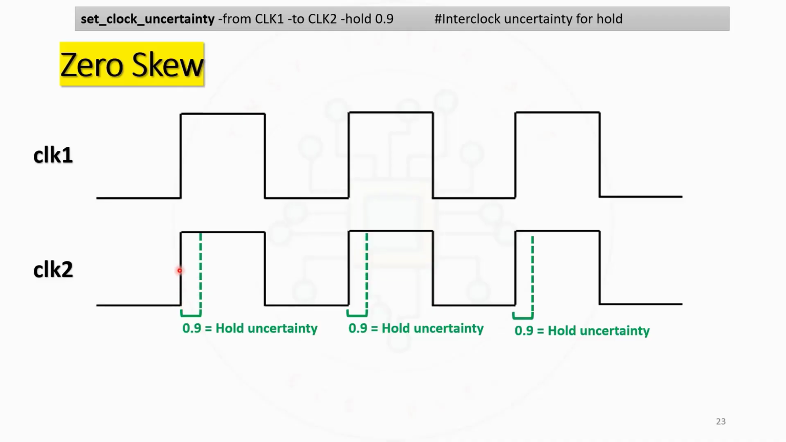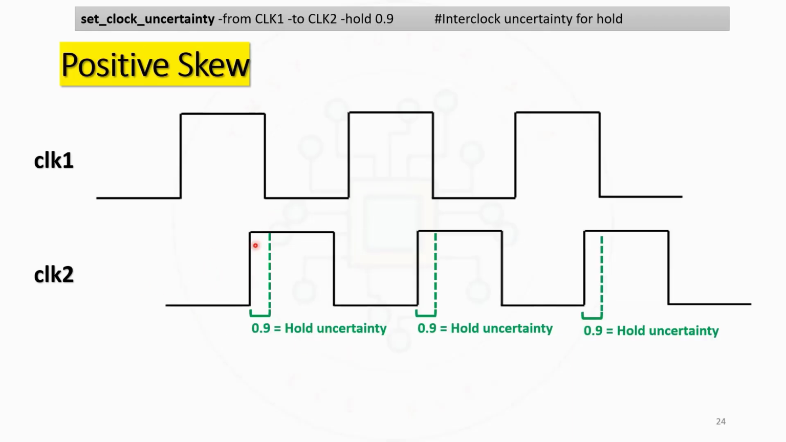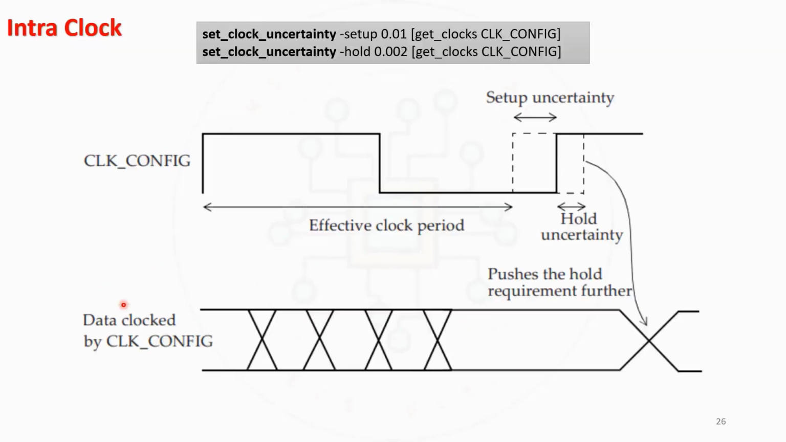Already we know the definition of setup and hold. For setup, it is the minimum time for which data should be maintained constant before the arrival of the clock. Suppose the clock is getting triggered at this point; till some point data should be maintained constant. If it is hold, after the triggering of the clock, data should be maintained constant. Now here we are taking hold uncertainty of 0.9, and this is the waveform for zero skew. If it is positive skew, clock 2 will be pushed towards the right-hand side, so it will look something like this. If it is negative skew, it will be pushed towards the left-hand side, so it will look something like this.